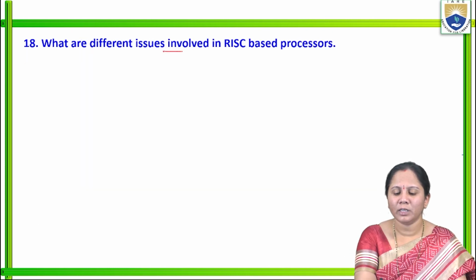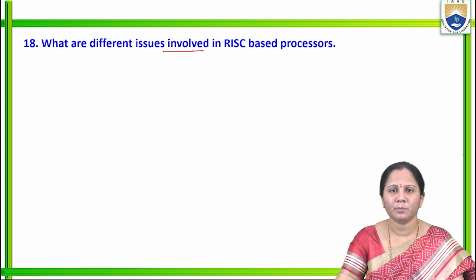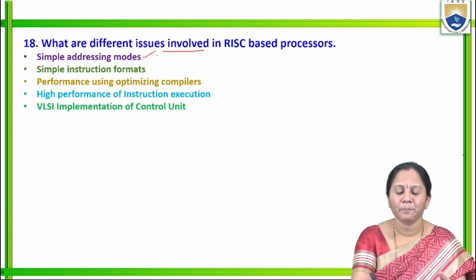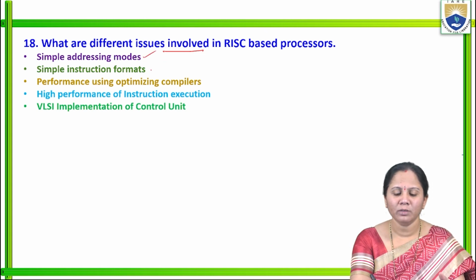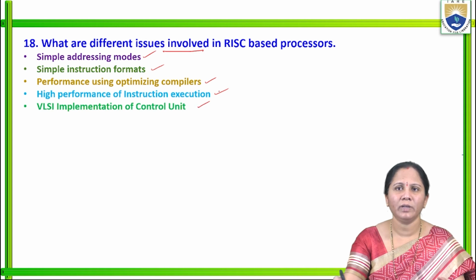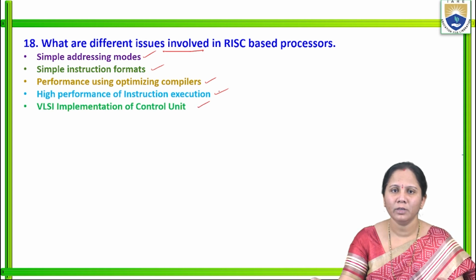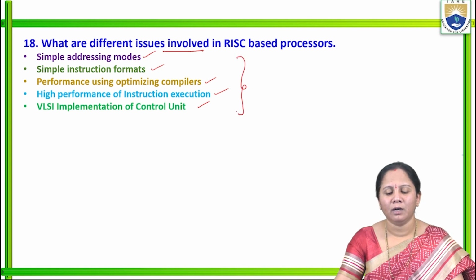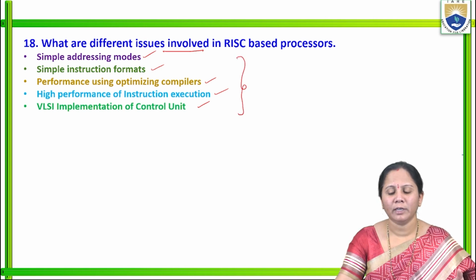And what are the different issues involved in the RISC-based processor? Here the main issues that are available in RISC processors are simple addressing mode, simple instruction formats, performance using optimizing compilers, high performance of instruction execution, and VLSI implementation of control unit. So all these are different issues that are present in the RISC-based processor.